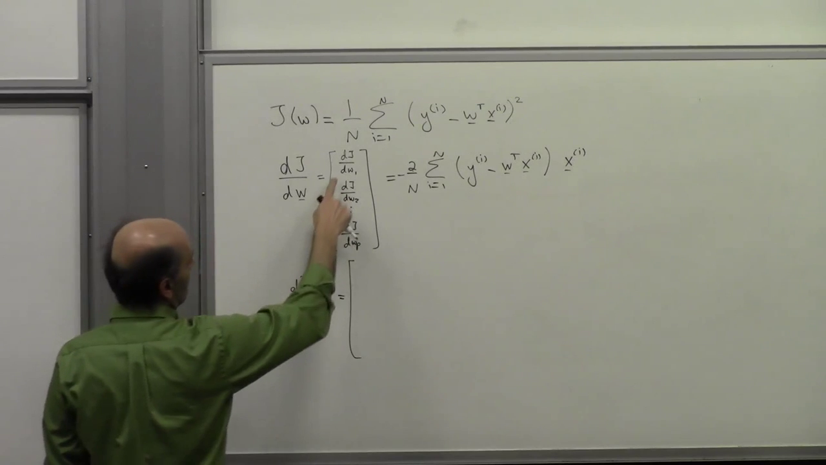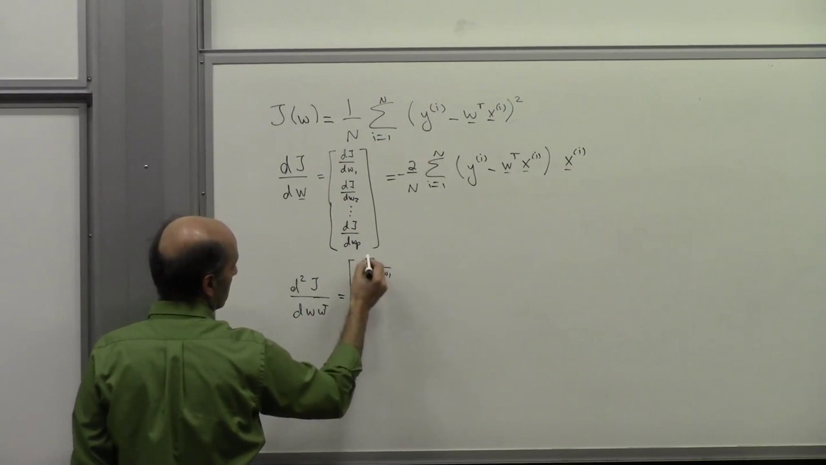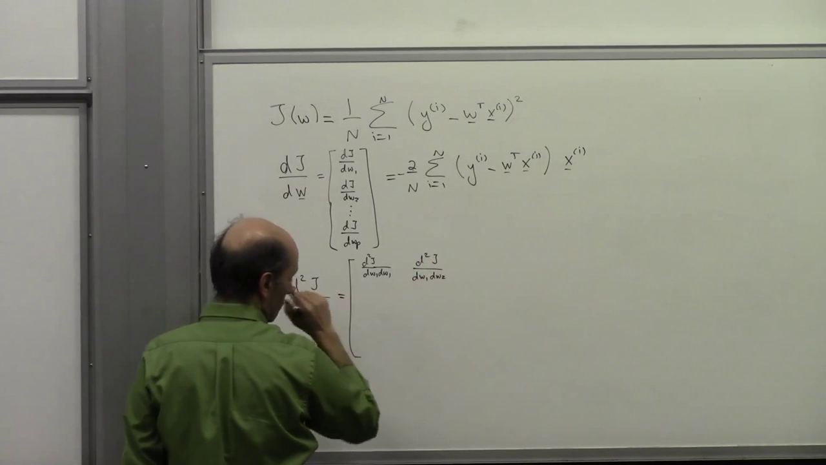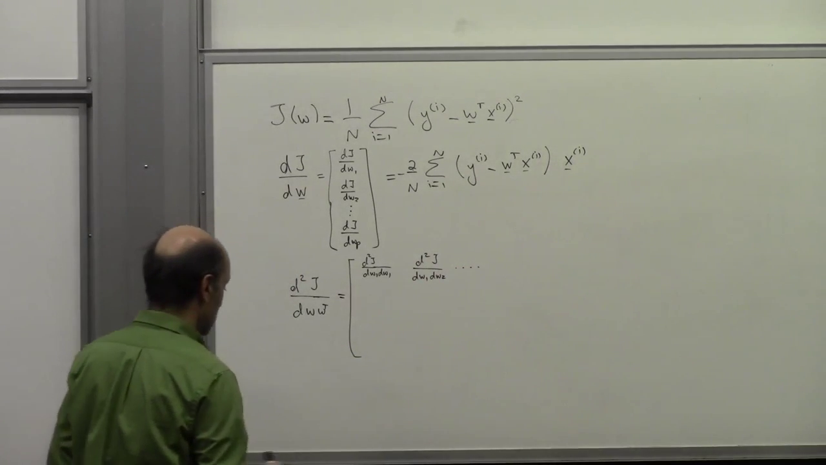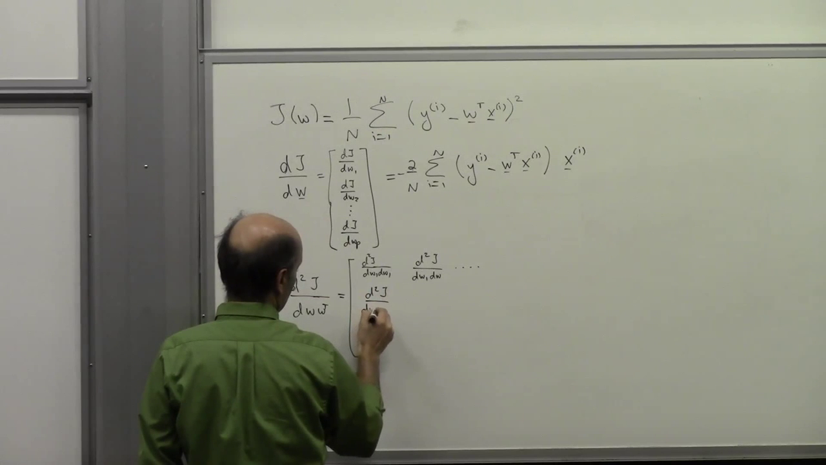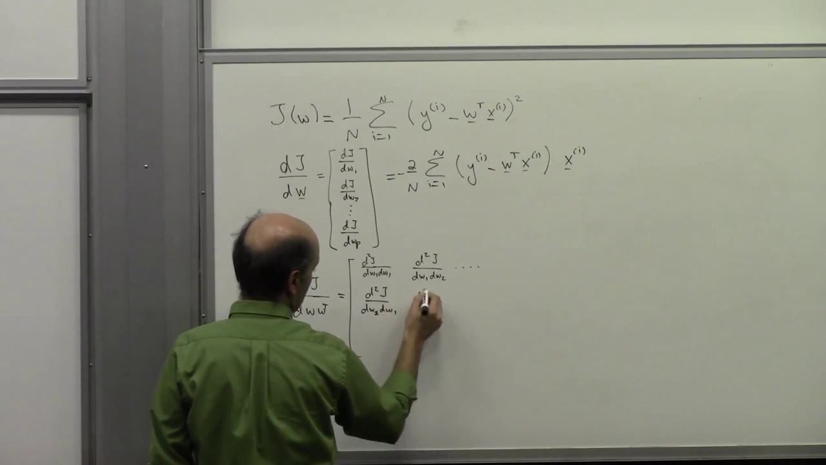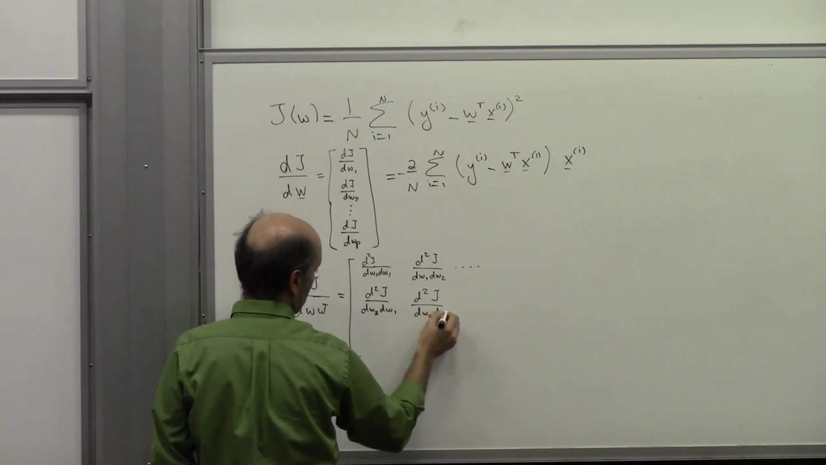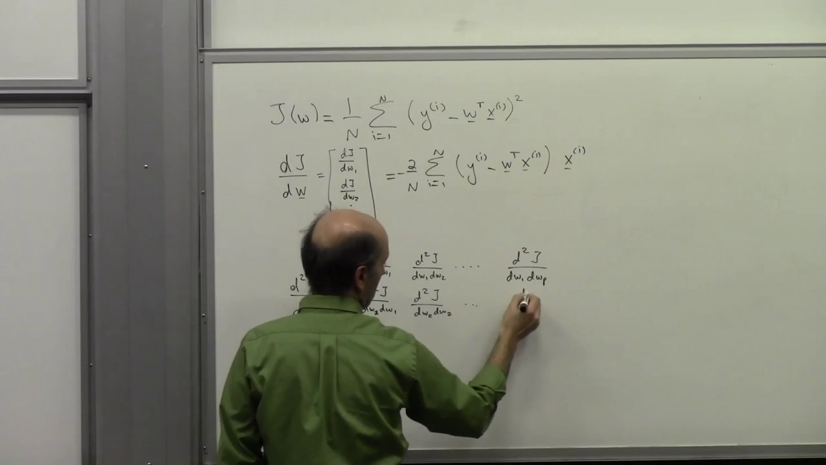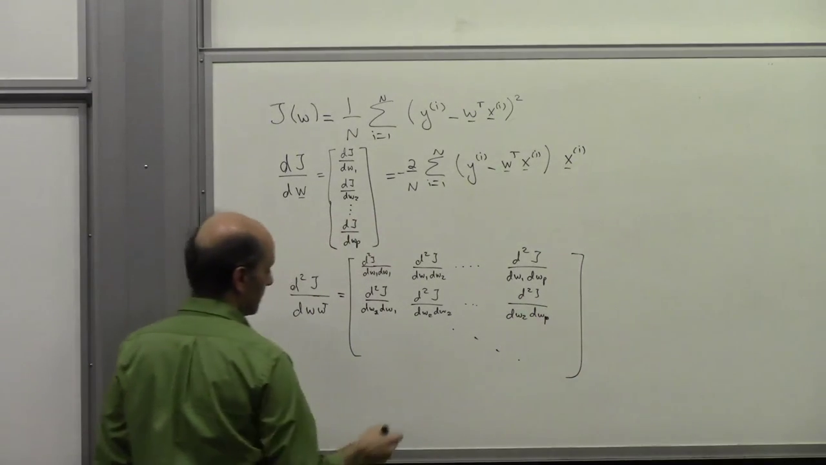So now I'm going to get a matrix. I'm going to find the derivative of this, dJ/dw1 dw1, so the second derivative of J, dw1 dw2, and so forth. This is what I mean. And so forth, so I end up with a matrix of size p by p.